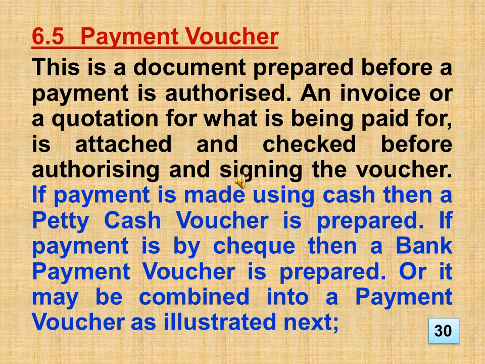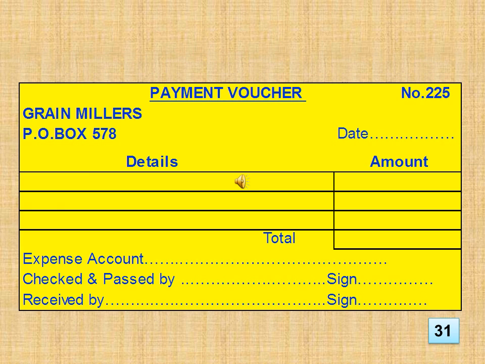Section 6.5. Payment voucher. This is a document prepared before a payment is authorized. An invoice or a quotation for what is being paid for is attached and checked before authorizing and signing the voucher. If payment is made using cash, then a petty cash voucher is prepared. If payment is by check, then a bank payment voucher is prepared. Or it may be combined into a payment voucher as illustrated next. This is a payment voucher.